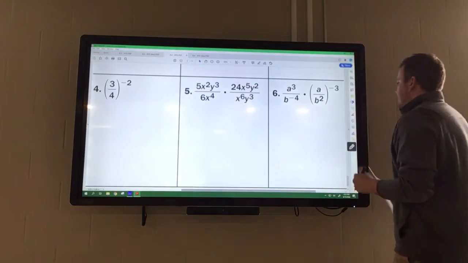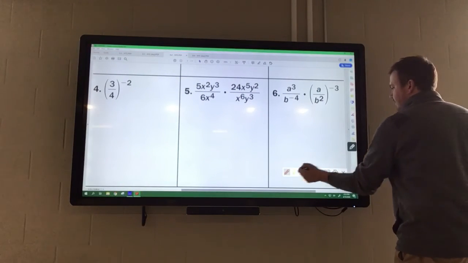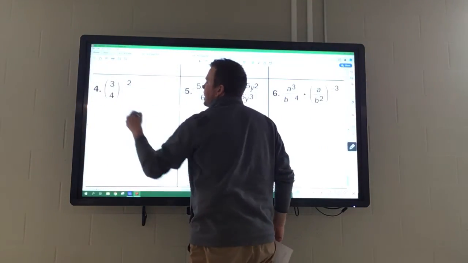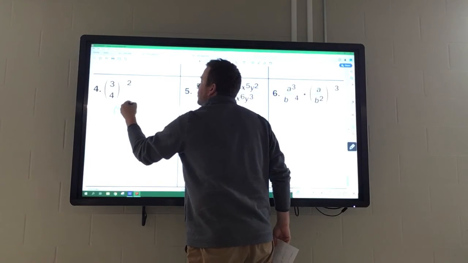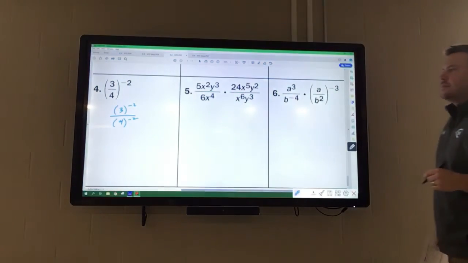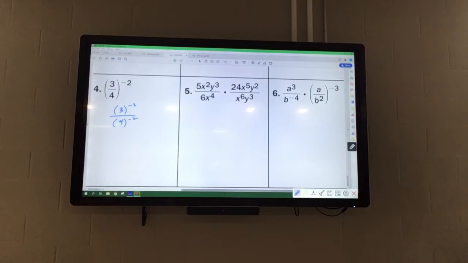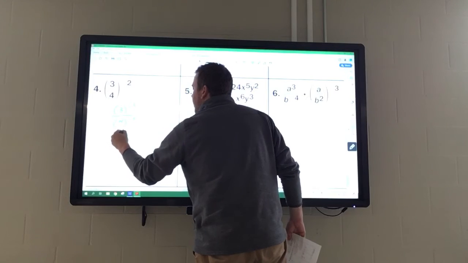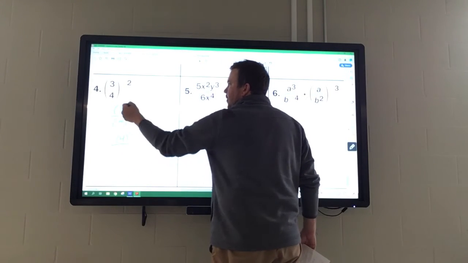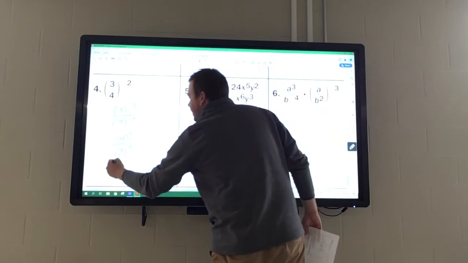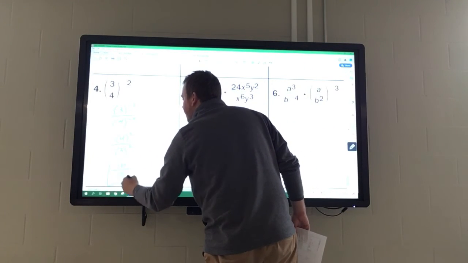Cool. Number 4. 3 over 4 to the negative second, so we apply that negative second to the numerator and to the denominator. And then since both have negative exponents, they're both in the wrong spot. So we're going to move the 4 to the negative second to the numerator and make it a positive second. We're going to move the 3 to the negative second to the denominator and make it a positive second, leaving us with 16 over 9.